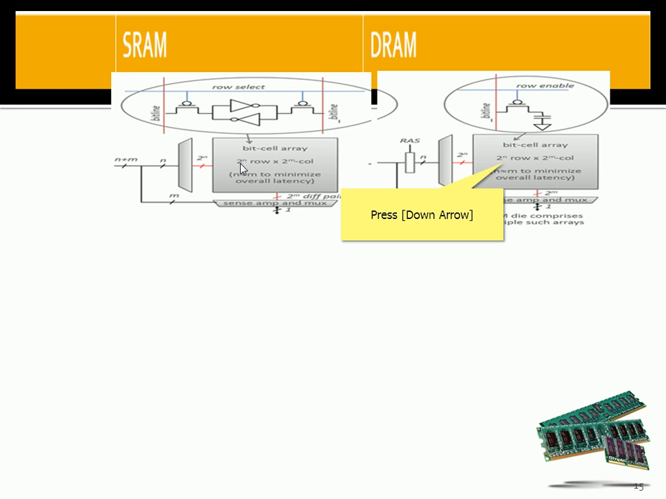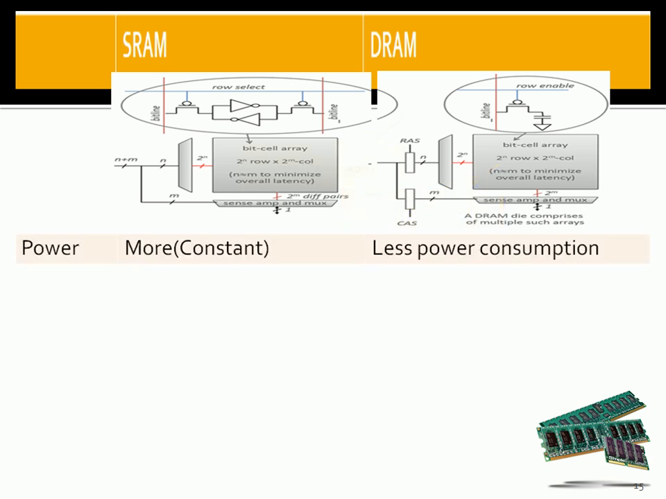So a DRAM die comprises multiple such arrays. There are 1 bit, 4 bit, 8 bit, and so on, data in or out possible. The memory cells will be there as 2 power n rows and 2 power m columns, and that number of cells will be accommodated. We have seen previous examples, where we constructed a 128 bit memory and a 32 bit memory. In a similar case, this is the typical circuit diagram for both the SRAM and DRAM.